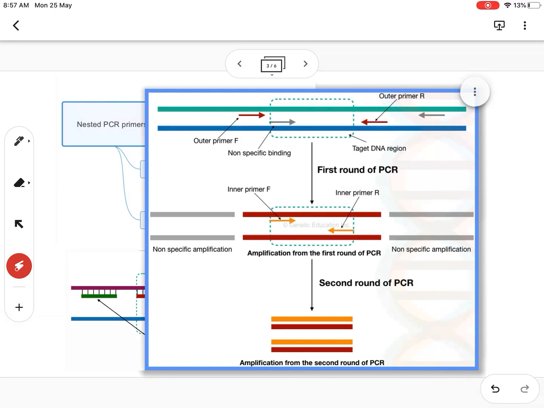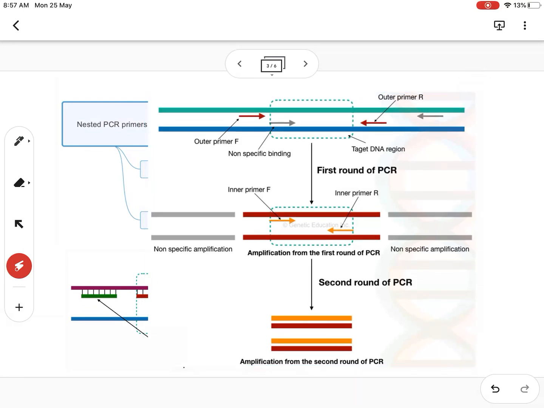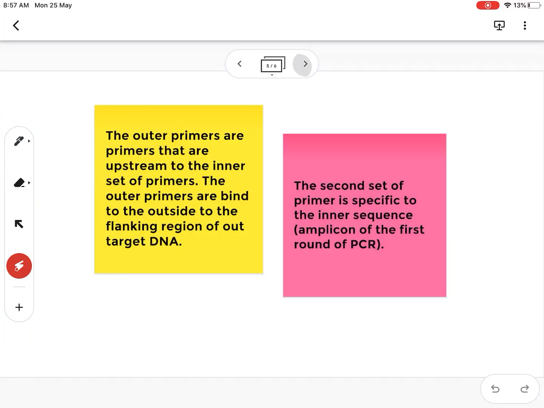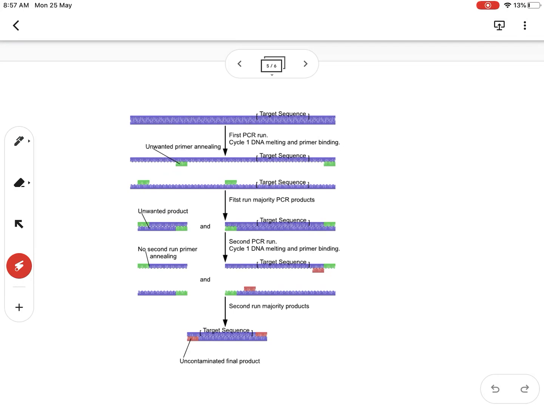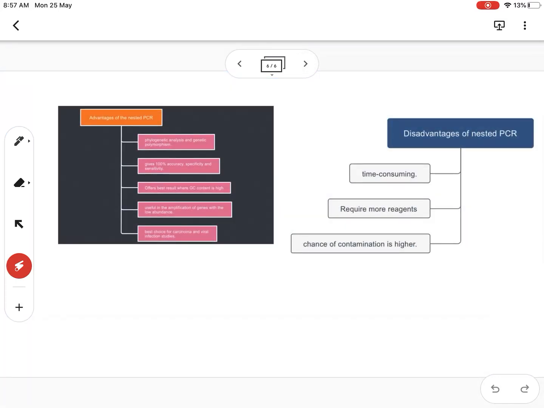So here you can see the outer primer in red color, they bind the flanking regions of the target DNA, and then you get an amplicon. This amplicon is amplified by the inner primers in the second round of PCR. And we discussed the procedure, how nested PCR can facilitate the specific amplification of the target sequence, and we discussed the advantages and disadvantages of nested PCR. So this is all for today.